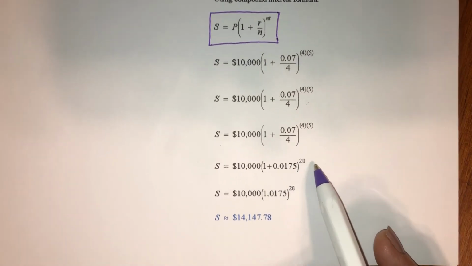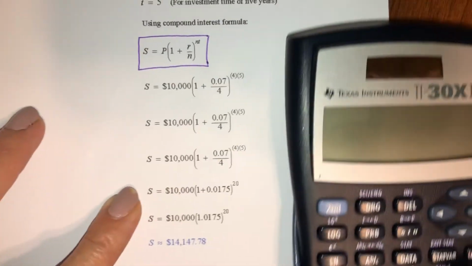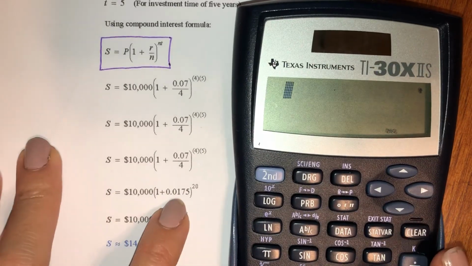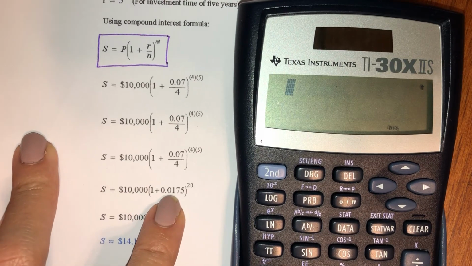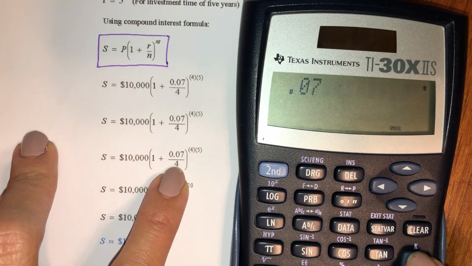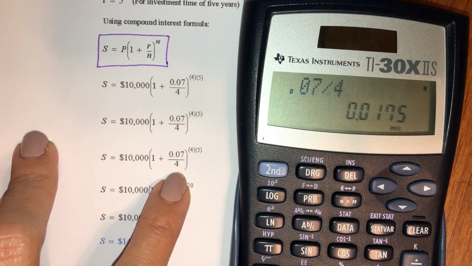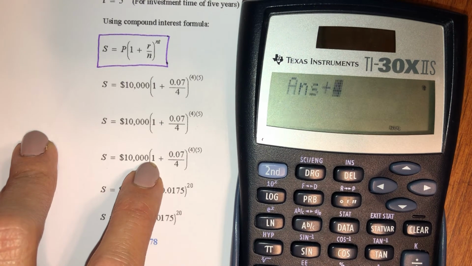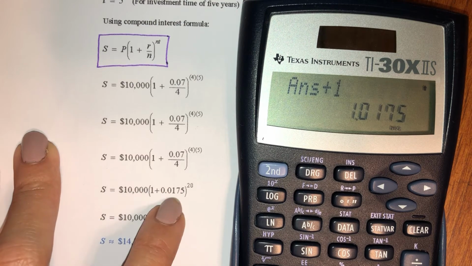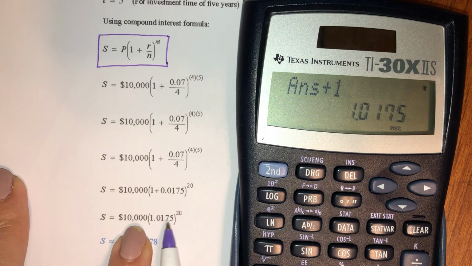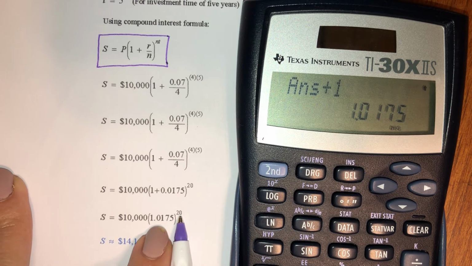All right, now we're going to go ahead, and this is what I am typing into my calculator. I'm going to start with what's inside my parentheses, and do this fraction first. So I just go 0.07 divided by 4. Then I want to add 1 to it because it's 1 plus this amount, so I'm just going to go plus 1. There we go. So that's where we get 10,000 times 1.0175 to the 20th power, because 4 times 5 is 20.